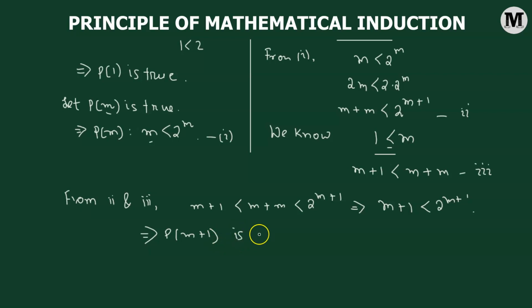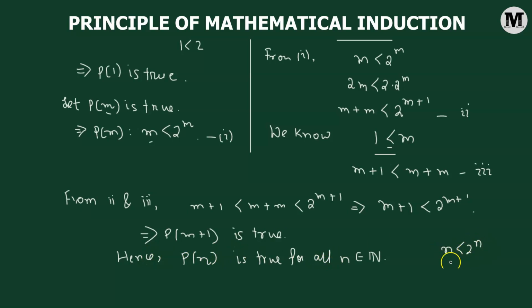In other words, what we have shown here is that the statement p of m plus 1 is true. So if p of m plus 1 is true, now we can generalize everything and say the original statement p of n is going to be a true statement by the principle of mathematical induction, and it is going to be true for all n belonging to the set of natural numbers. That means any natural number that we pick up, the statement n is less than 2 raised to the power of n is always going to be a true statement. We can verify that if we consider n to be equal to, let's say, 4, then 4 is definitely less than 2 raised to the power of 4. Fine. It's always going to be true for all natural numbers, hence proved.